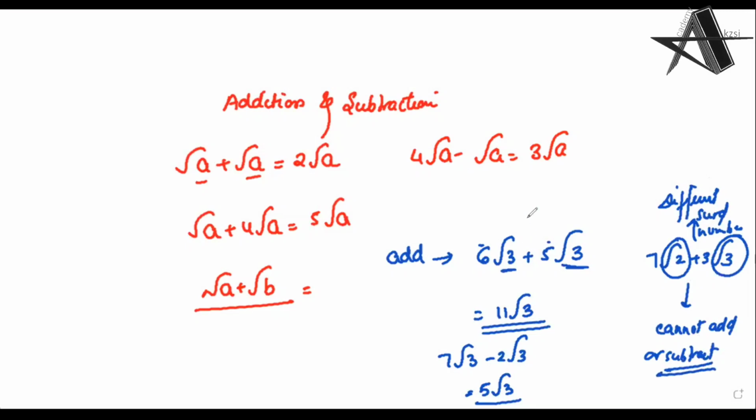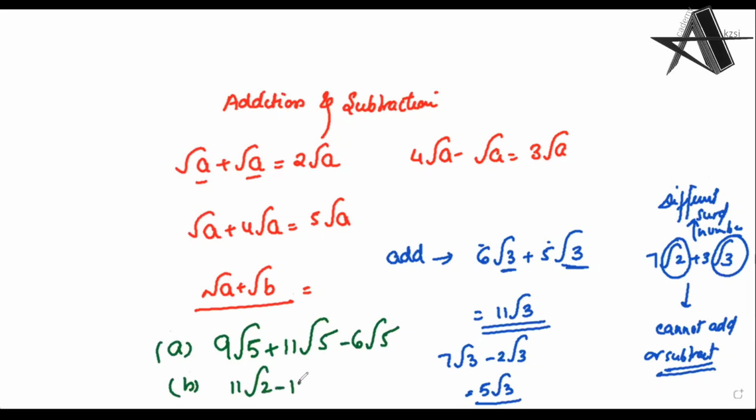So quickly write this down and then solve these two questions that I'm writing in green color. After writing this down, solve A and B and write down your answer in the chat section.